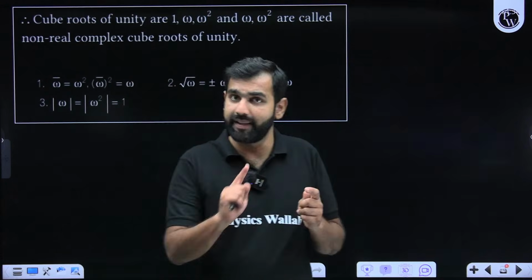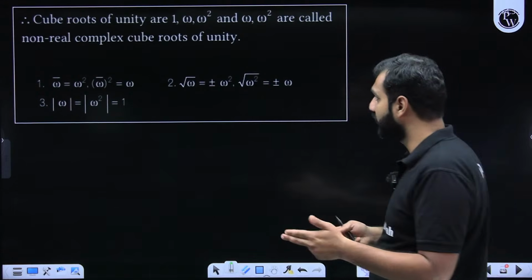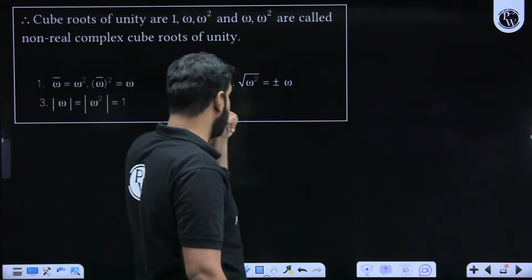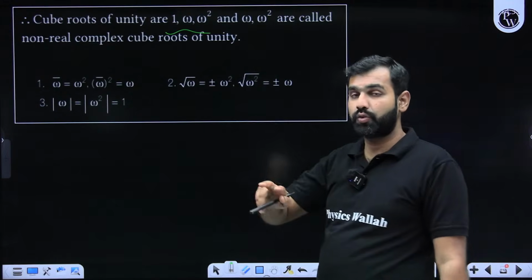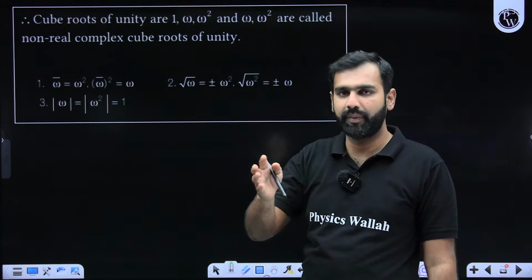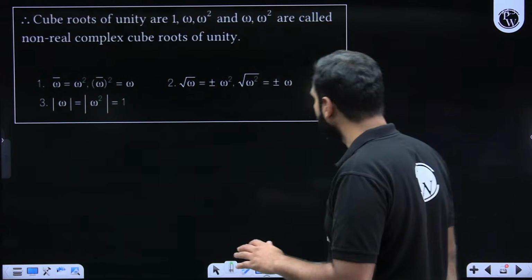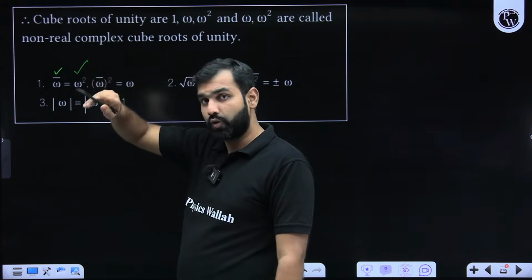So in the real world, it has only one solution, 1. But in the complex world, it should have 3 solutions. So the 3 solutions are 1, omega, and omega square. They are called the cube roots of unity. So we know that omega and omega square are non-real. Not always should omega be taken as a cube root of unity unless it is specified. So here we know the conjugate of omega is omega square, and the conjugate of omega square will be omega.